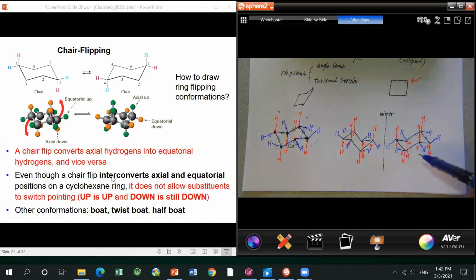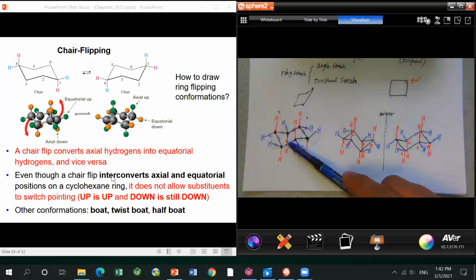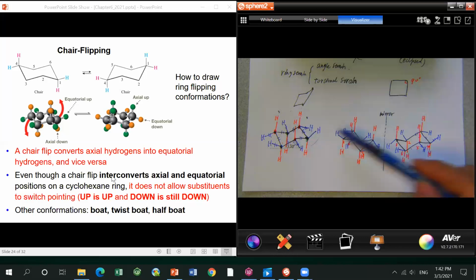So then you have to do the ring flip and draw both structures, to determine which one is more stable. I will give you an example later. Just keep in mind this is an important technique you have to learn. First, know how to draw the chair conformation, add the equatorial bond and also the axial bond. Second, know how to do the ring flip and draw the corresponding structure.